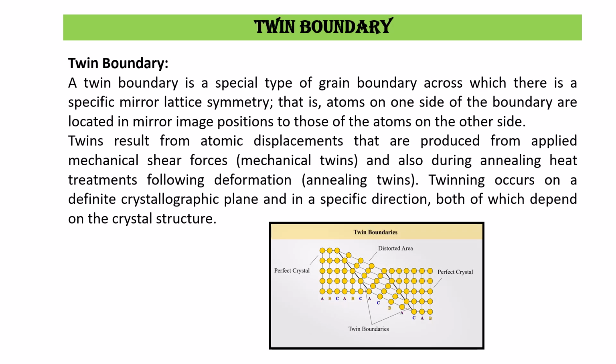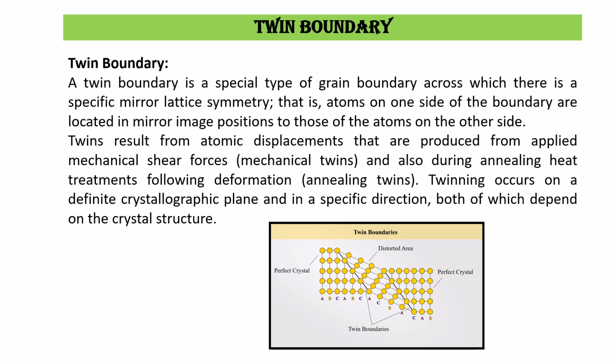Twin boundary. A twin boundary is a special type of grain boundary across which there is a specific mirror lattice symmetry, that is, atoms on one side of the boundary are located in mirror image positions to those of the atoms on the other side. Twins result from atomic displacements produced by applied mechanical shear forces, that is mechanical twins, and also during annealing heat treatments following deformation, which is annealing twins. Twinning occurs on a definite crystallographic plane and in a specific direction, both of which depend on the crystal structure.